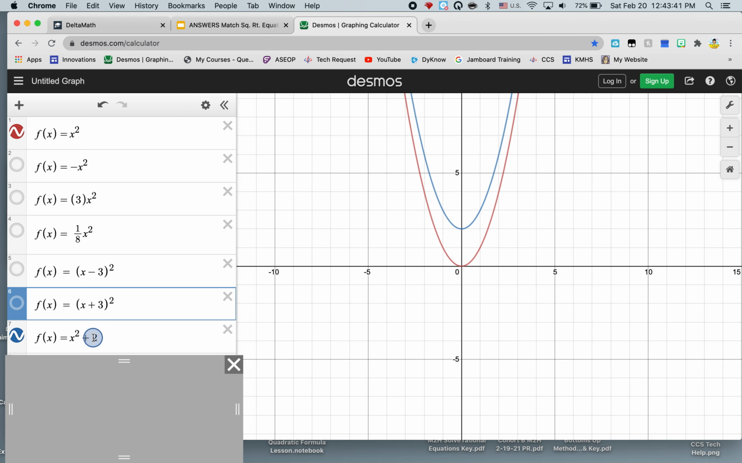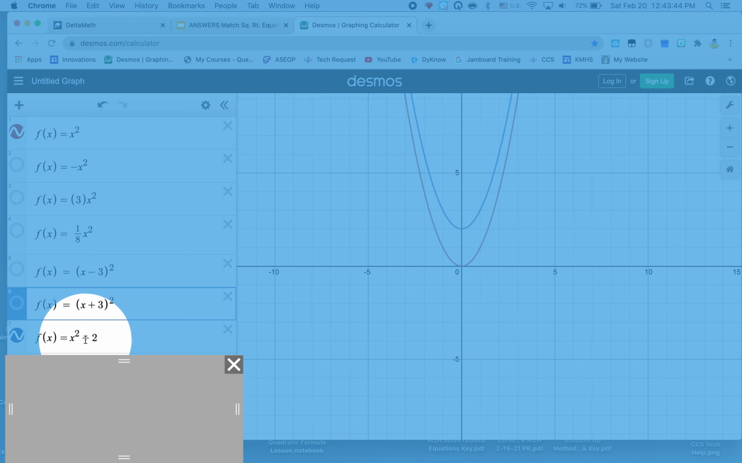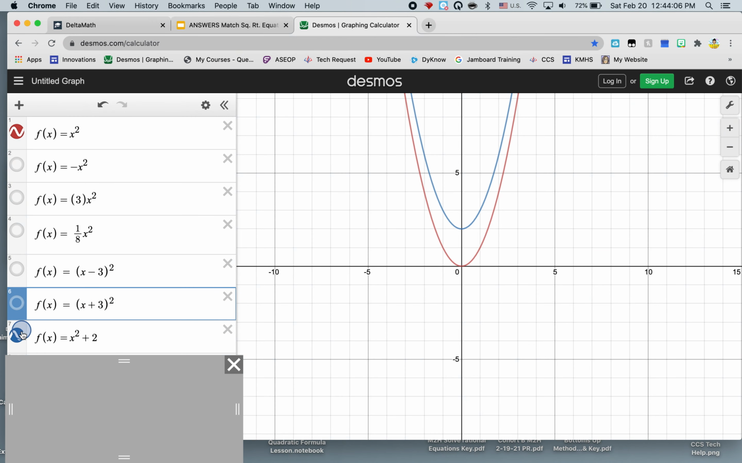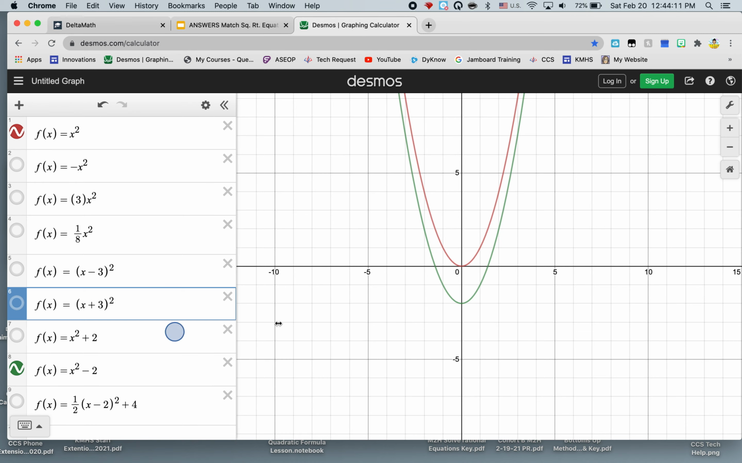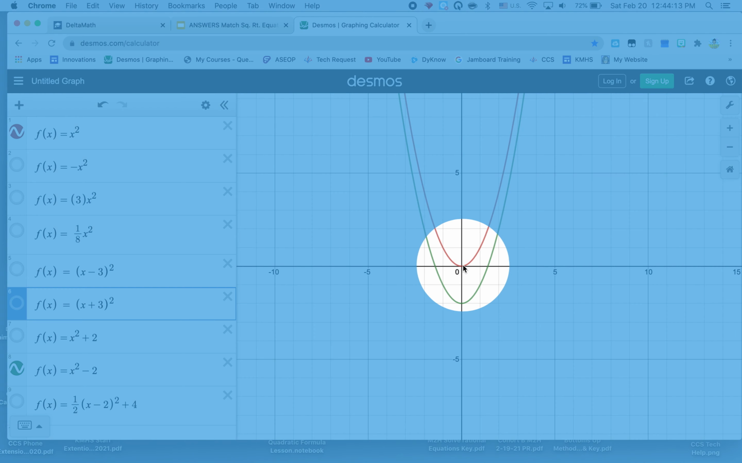So I now have x squared. The parent function is x squared. But notice there are no parentheses, and it's just a plus 2. Parent function, vertex is at 0, 0. The new one, the plus 2, goes up vertically. So it rises 2 places up. So guess what's going to happen if it goes down? Okay, hopefully you said, okay, my parent function is at 0, 0. And what happens?